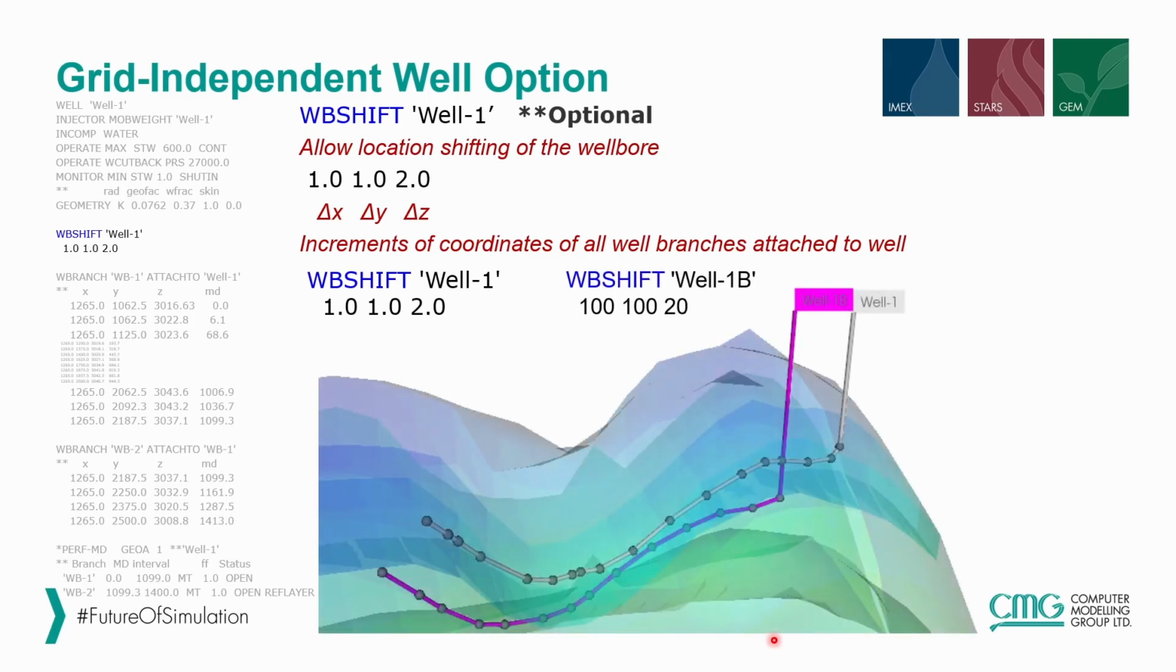In the figure, we can see two wells, well 1 and well 1B. The only difference between them is the values used in the X, Y, and Z coordinate increments. For example, in this case, for the well 1, we have 1, 1, and 2, and for the well 1B, we have 100, 120. With this, we can see how easy it is to change the well location in the model.